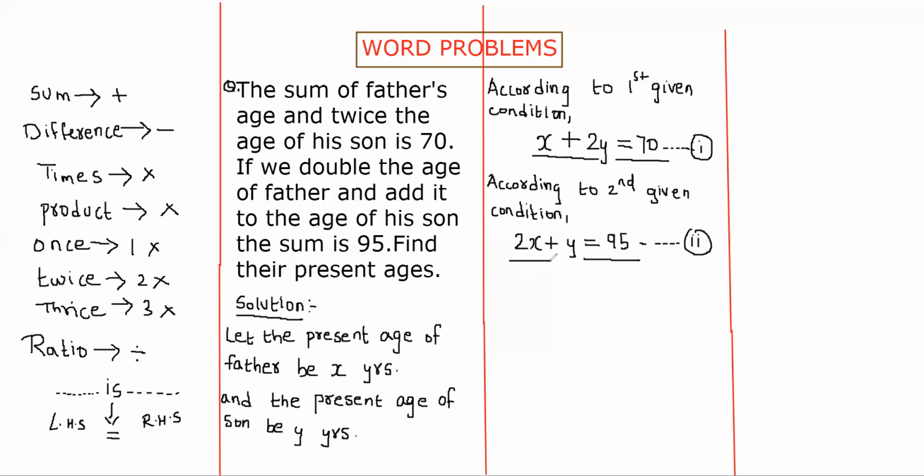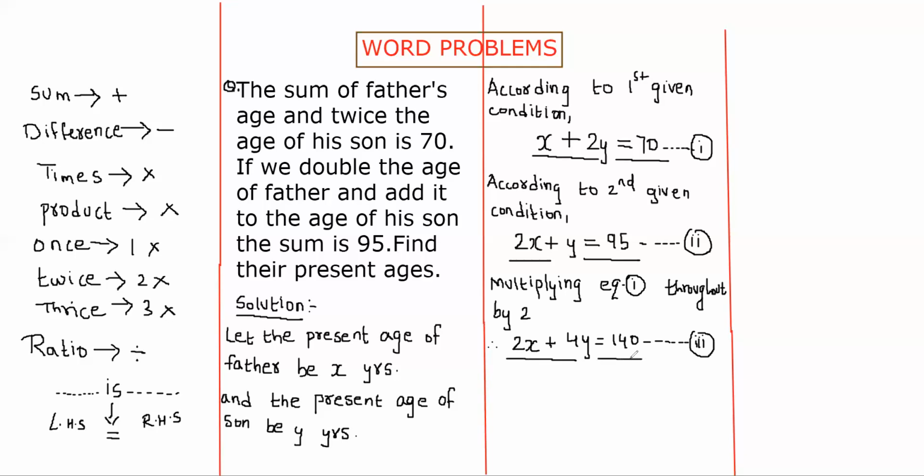We are going here to make the x term the same. So we will be multiplying equation 1 throughout by 2. So hence what do we get? We get 2 into x, that is 2x, 2 into 2y, that is 4y, and 2 into 70, that is 140. We'll mark it as the third equation.